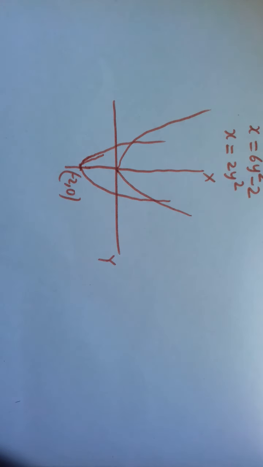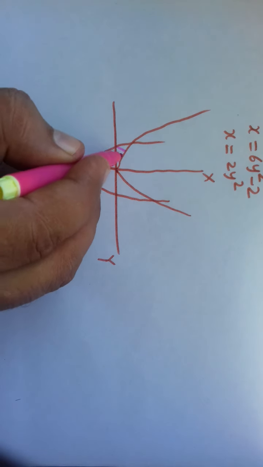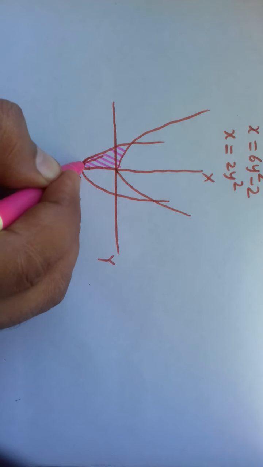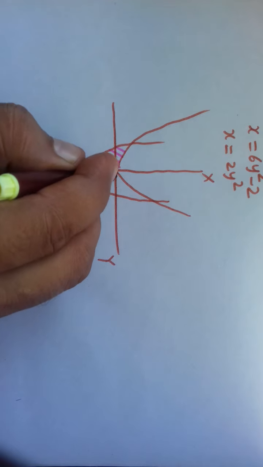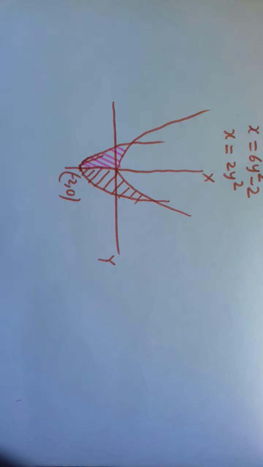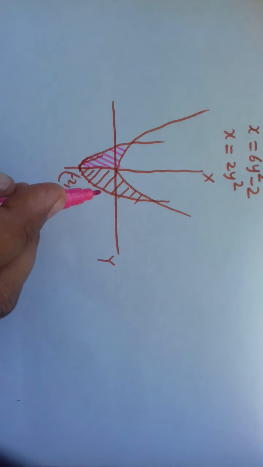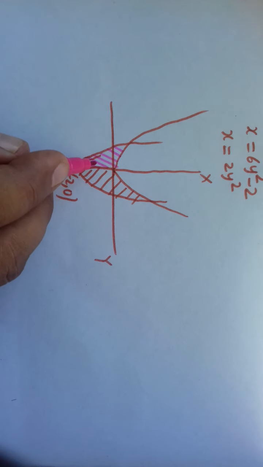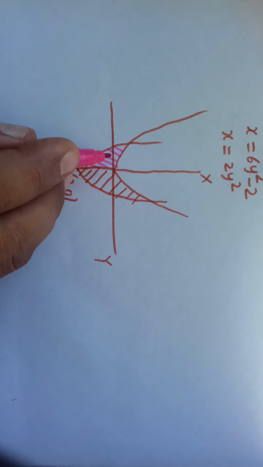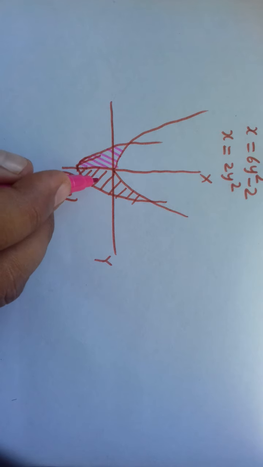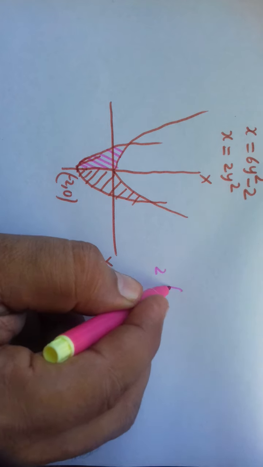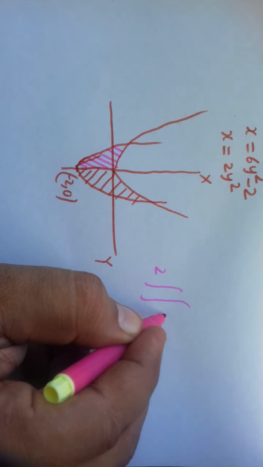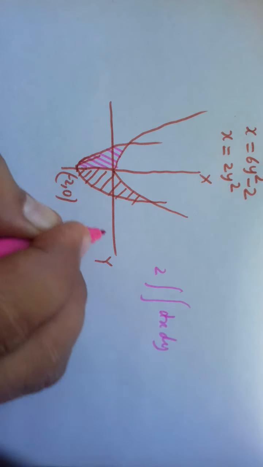and you see the enclosed area is this part and this part. Due to symmetry these two parts are equal, so we can find this whole area by getting this area into 2. So the required area will be 2 into double integral of dx dy.